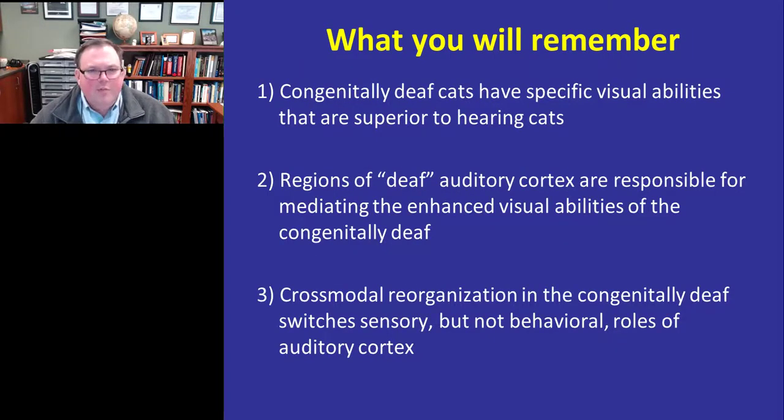So the 3 points I'd like to make with you today, and hopefully you'll remember, are, first off, that congenitally deaf cats have specific visual abilities that are superior to hearing cats. Right? It's not going to be a general improvement, it's going to be specific visual abilities as outlined by the Bavelier study. Second, regions of deaf auditory cortex, that is, regions of the brain that would normally be auditory cortex in a hearing animal, are responsible for mediating the enhanced visual abilities of the congenitally deaf. And finally, the cross-modal reorganization of the congenitally deaf switches the sensory but not the behavioral roles of auditory cortex. We'll look at this more specifically in a little bit.